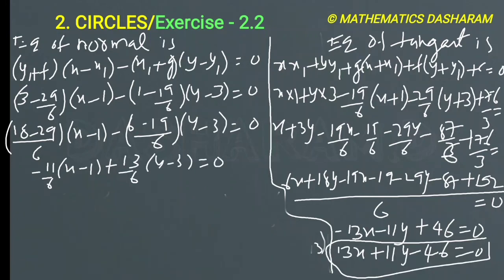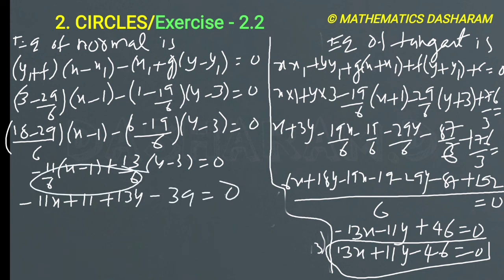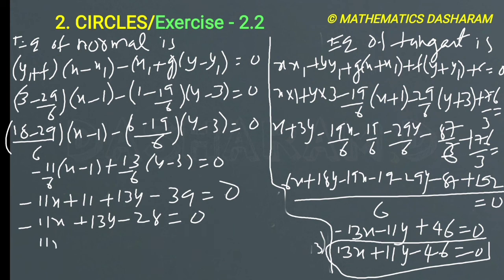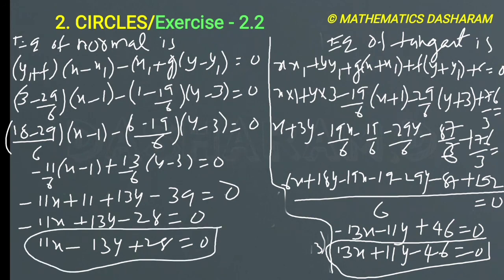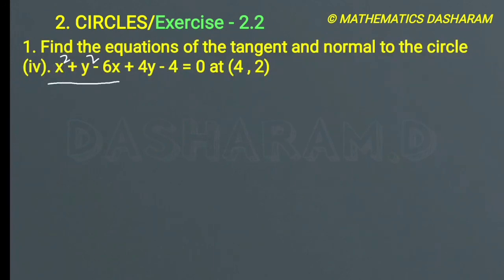So -11 into x is -11x + 11 + 13y - 13 into 3 is 39, equals 0, because the denominator is 6 for both, 6 will go to the right side. So -11x + 13y, 11 - 39 is -28, equals 0. Taking the minus common, the final answer is 11x - 13y + 28 = 0, which is the equation of the normal.